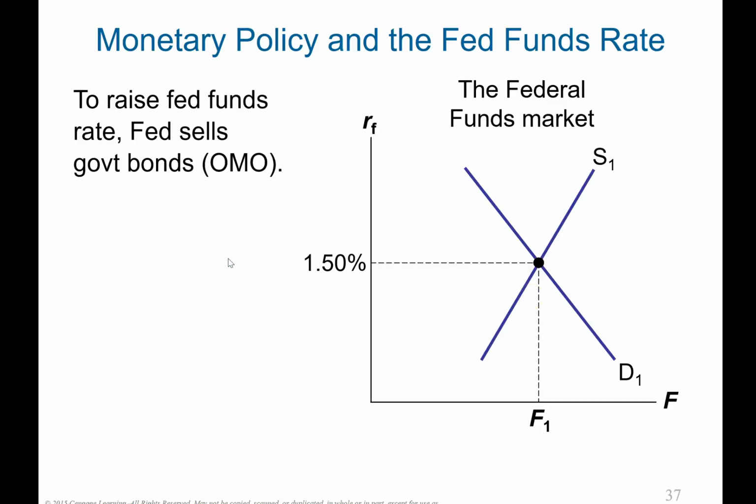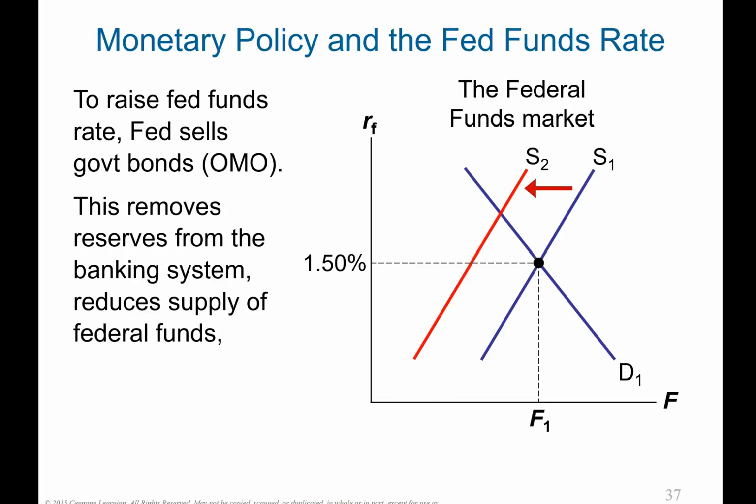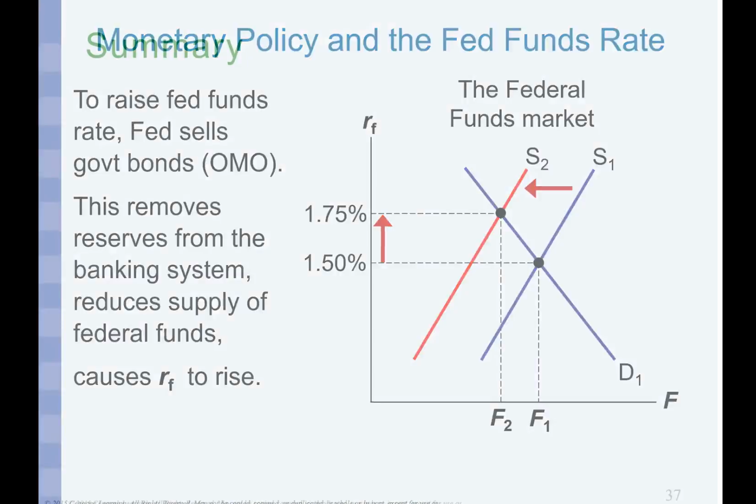So to raise that federal funds rate, to set that higher target, the Fed can sell government bonds through open market operations. That's what it's called. What this does is remove reserves from the system. It reduces the supply of federal funds. And you can see automatically that it's going to cause that federal funds rate to rise.